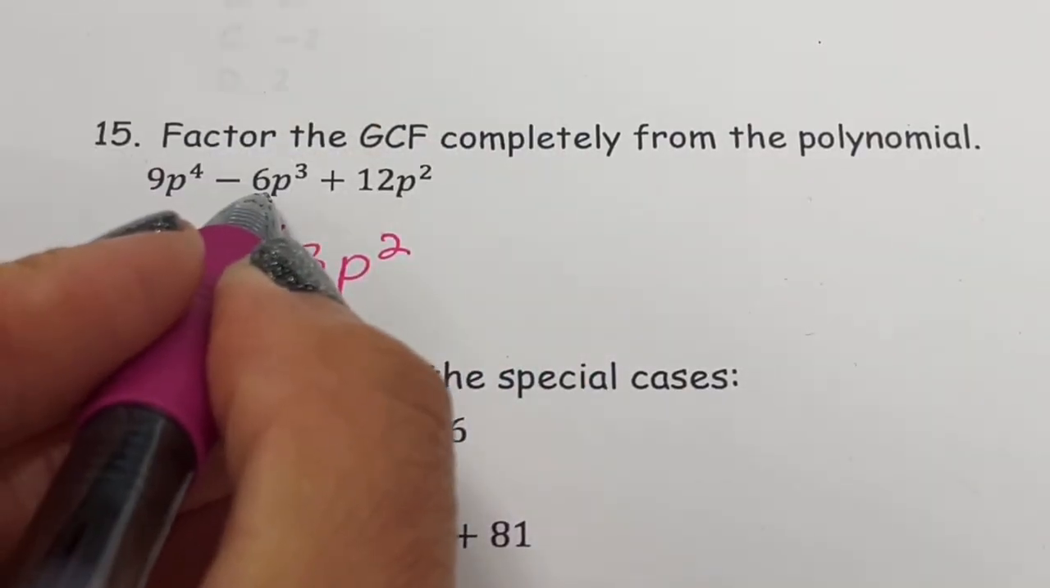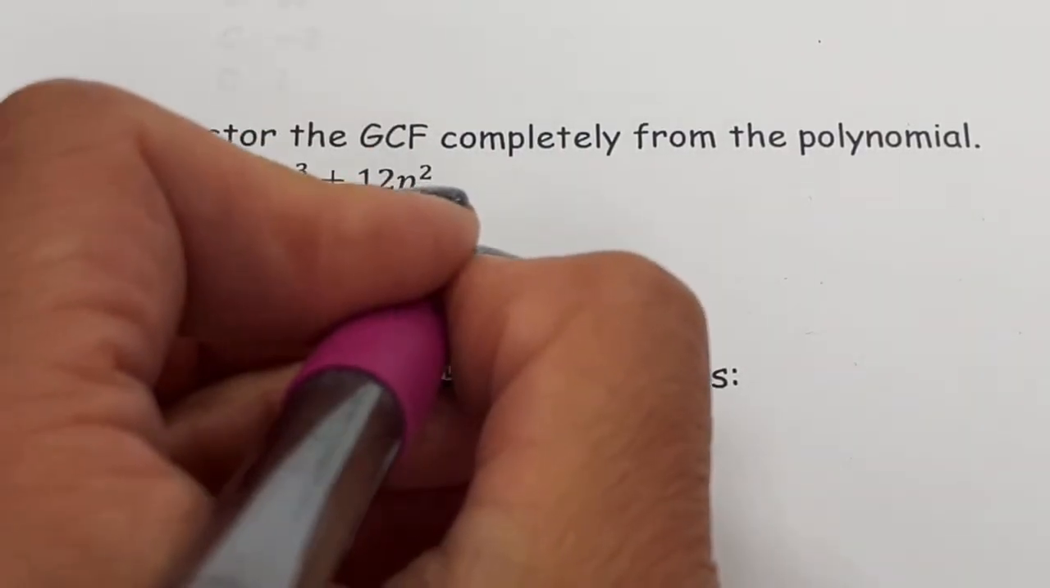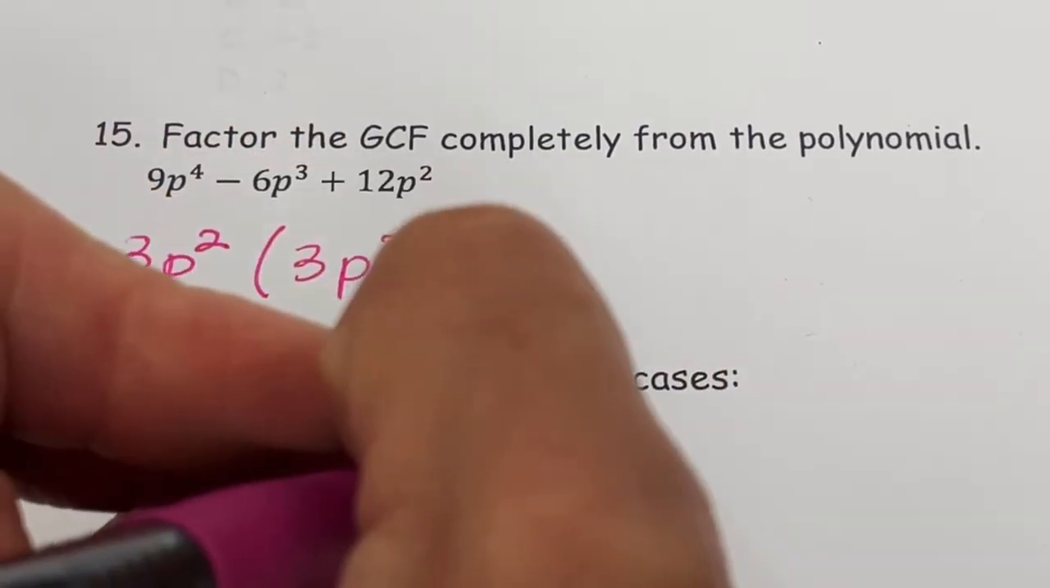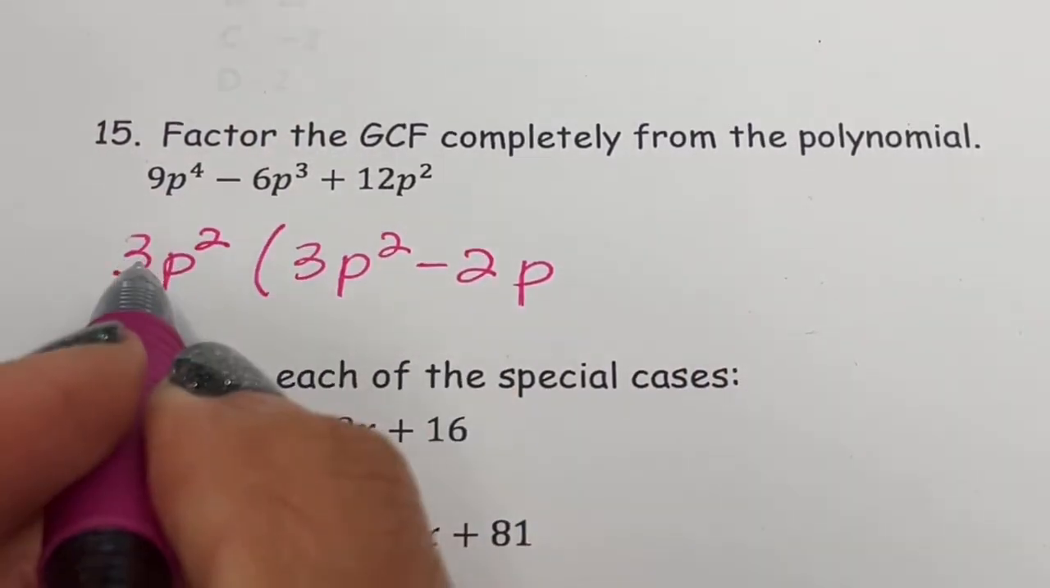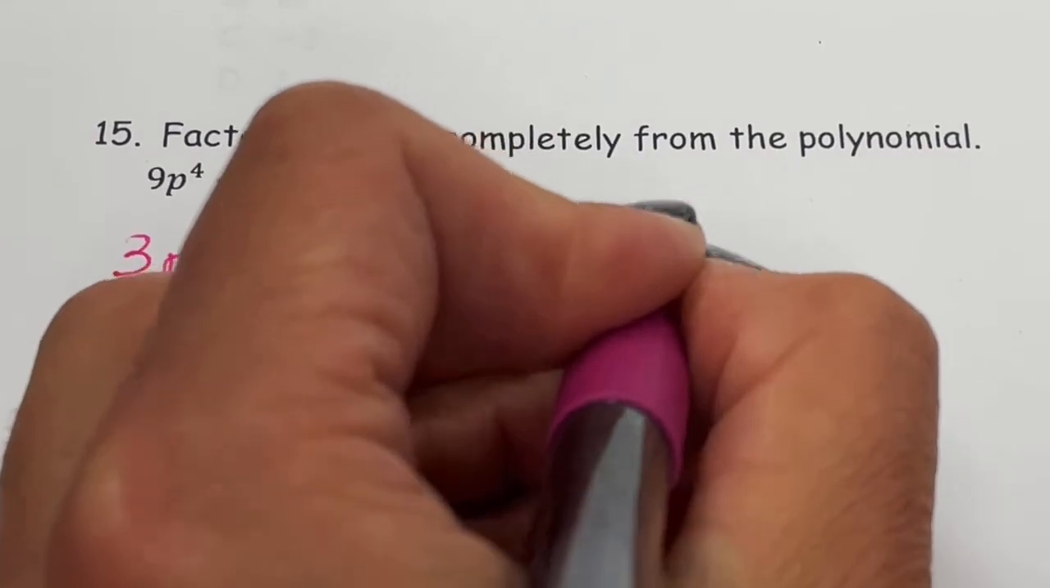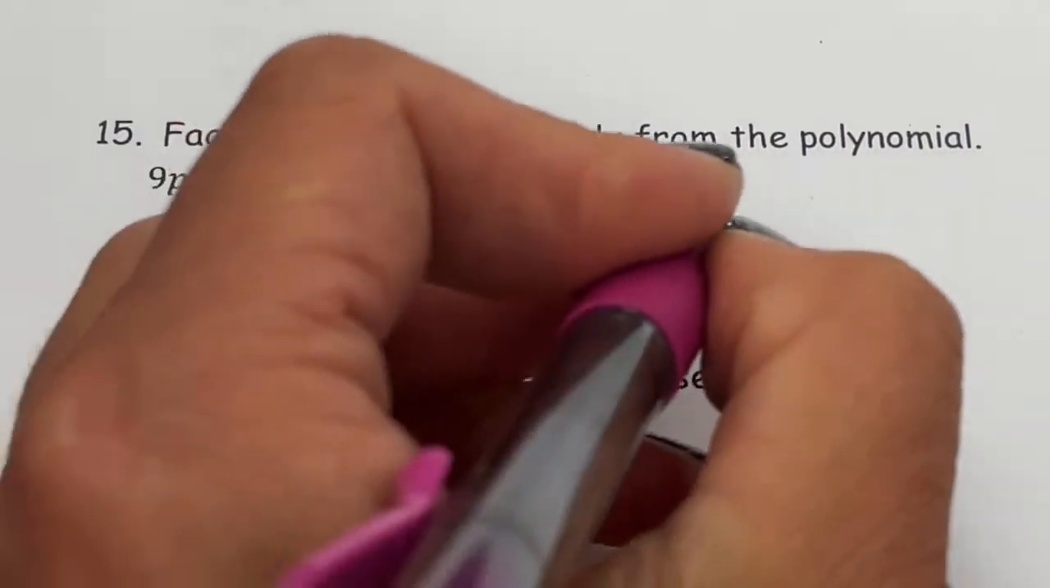Negative 6p cubed divided by 3p squared is a negative 2p. 12p squared divided by 3p squared is a positive 4. And then that's it.